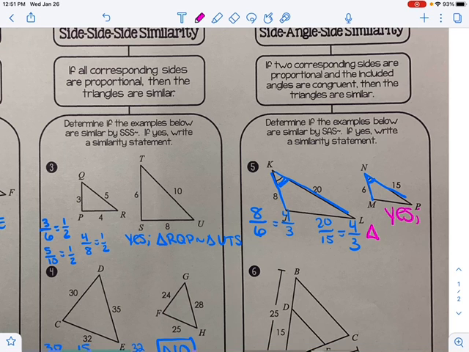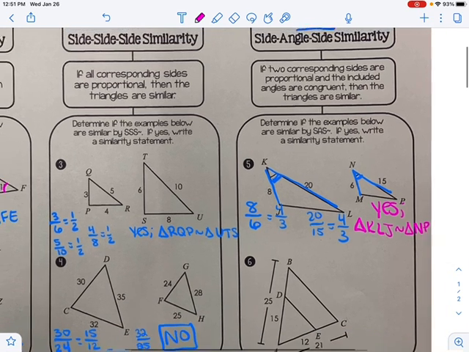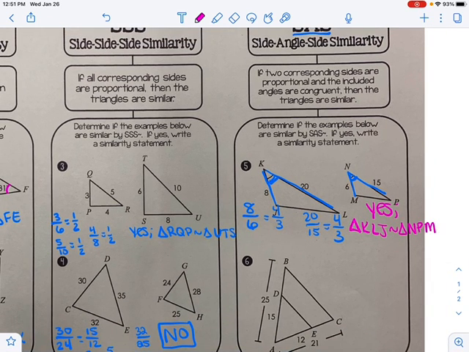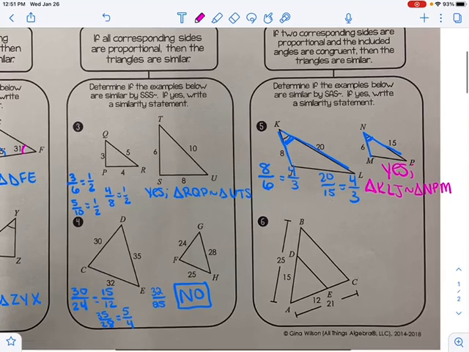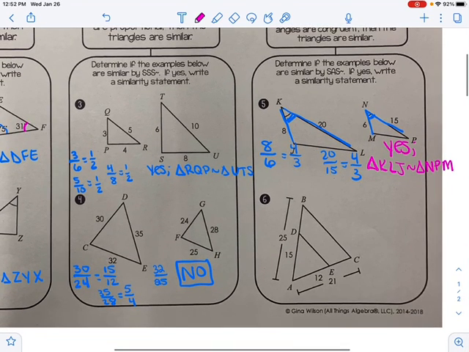Again, first triangle, no big deal. Why not KLJ? Went down the long side and went across the non-labeled. So go down the long side and across the not labeled. Okay, number 6.